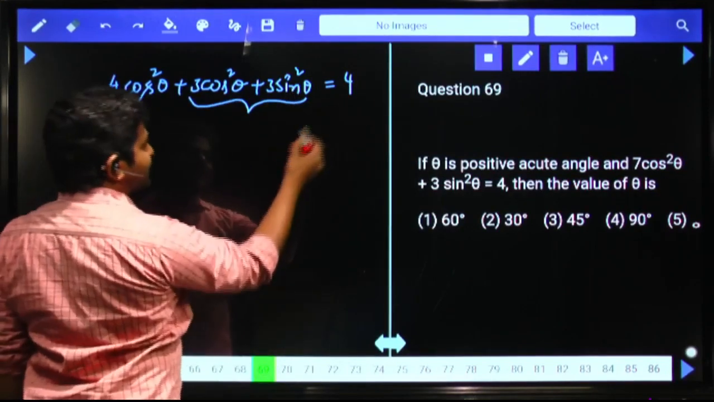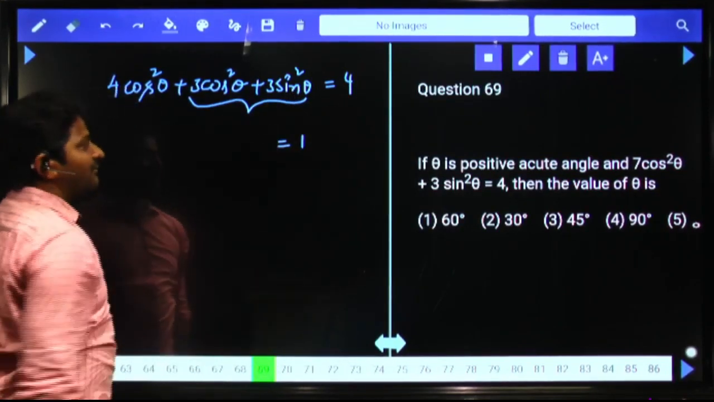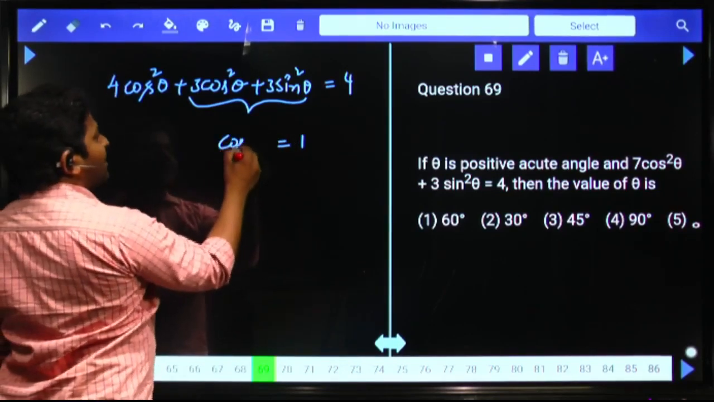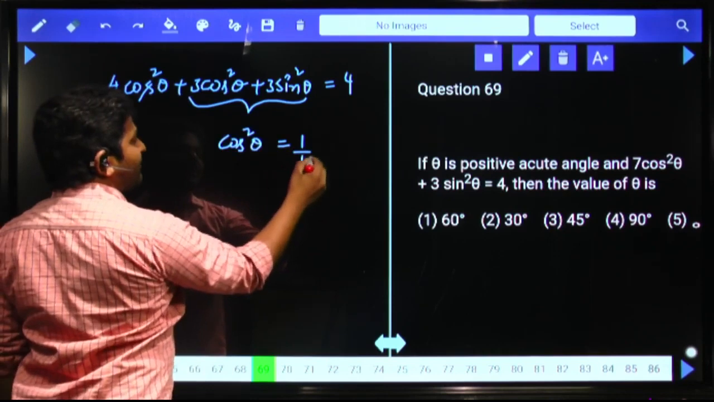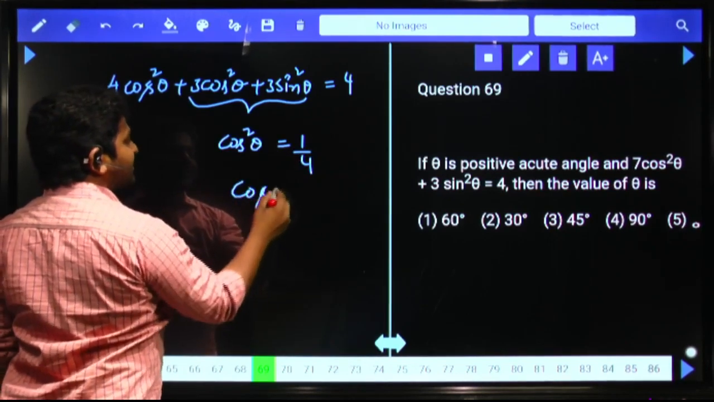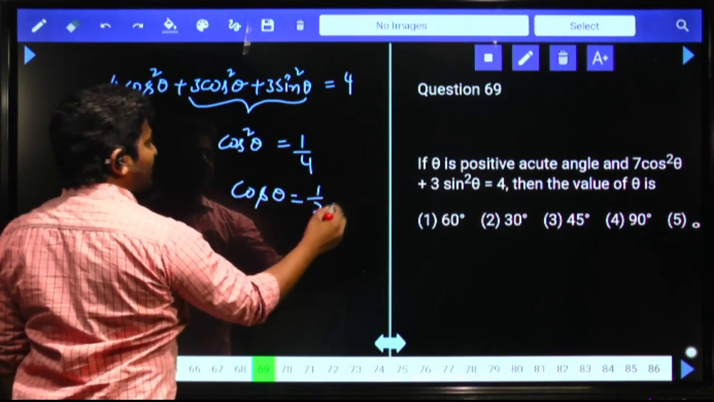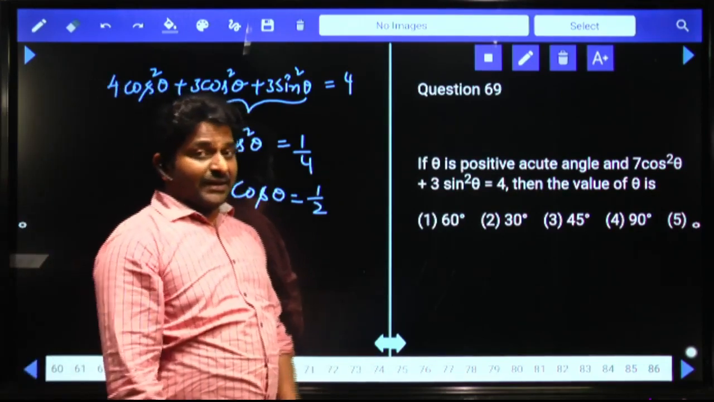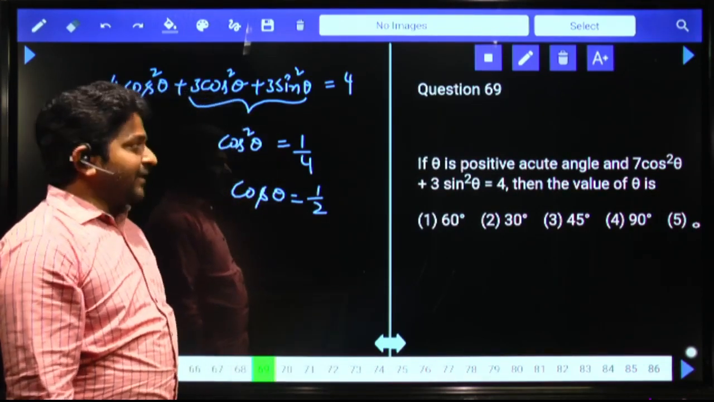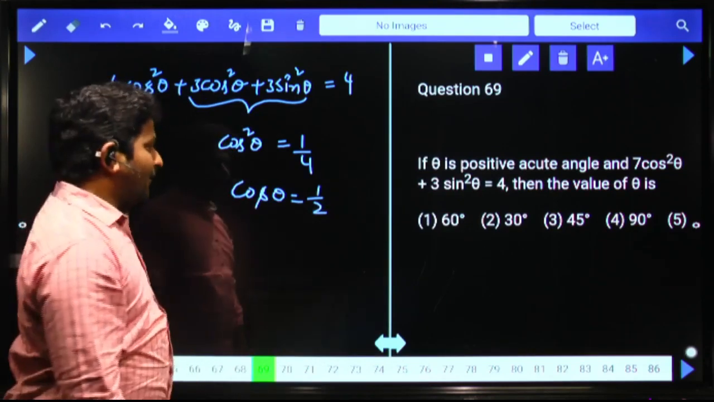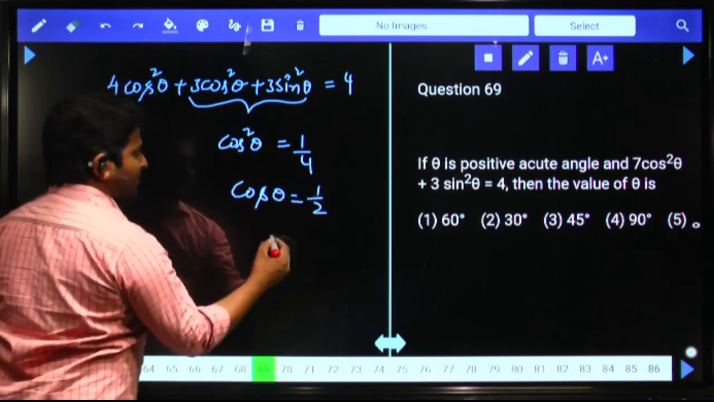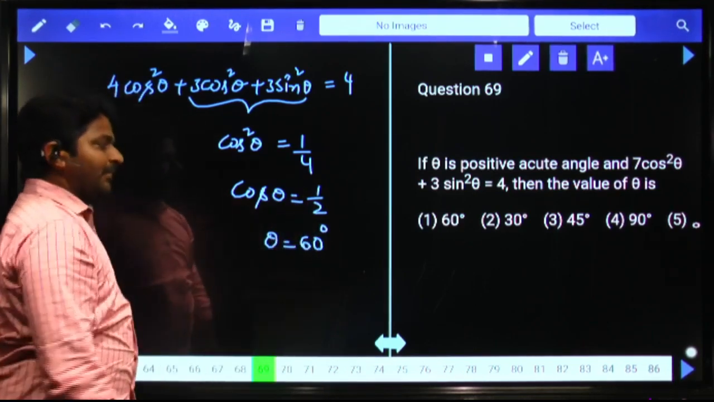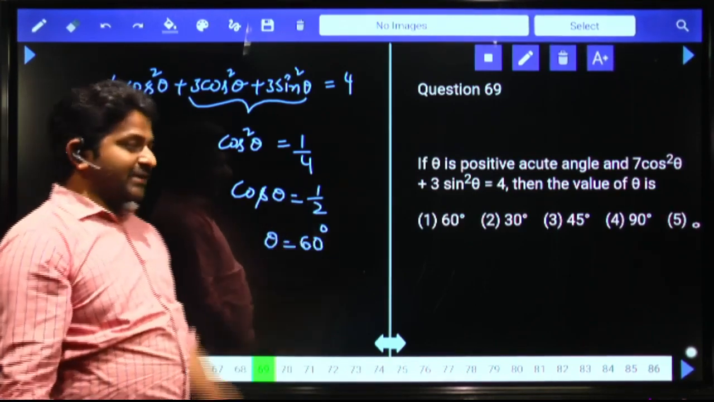When 3 goes to the other side, that becomes 4 minus 3, 1. 4 cos square theta is equal to 1. Then cos square theta is equal to 1 by 4. From this, cos theta is equal to 1 by 2. And they said theta is an acute angle, so it should definitely be less than 90 degrees, and a positive angle. Okay. Cos theta is equal to 1 by 2, then theta is equal to 60 degrees. First option is the answer.